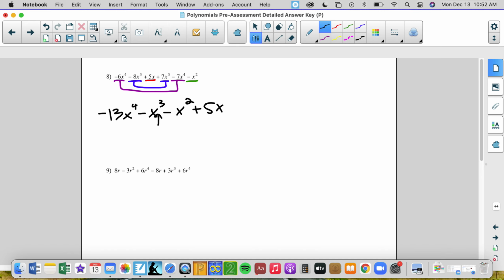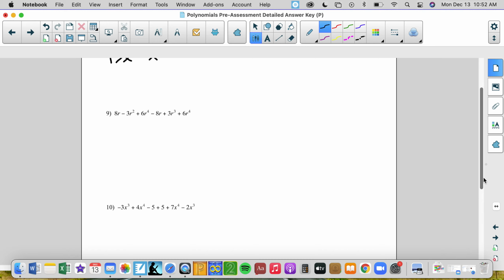X to the fourth, x to the third, x to the second, x to the first. Pairing them up, 8r, negative 8r. Ooh, that's a good one. Negative 3r squared, positive 3r squared. That's a good one. 6r to the fourth and 6r to the fourth. Those are like terms also. So we're going to combine those.